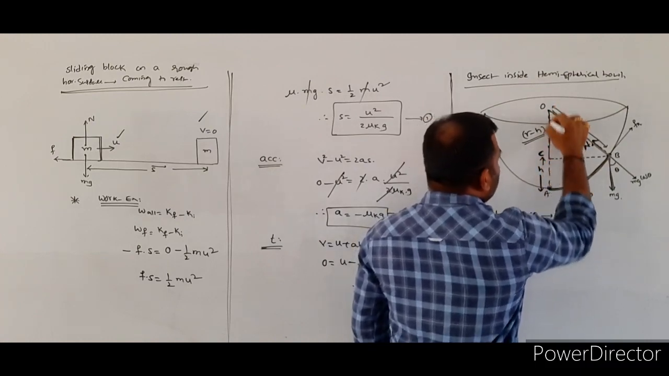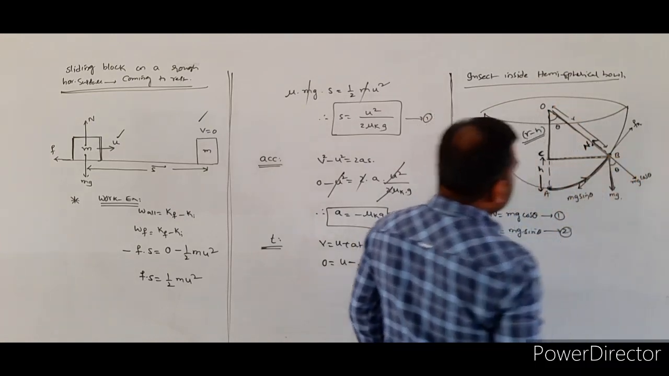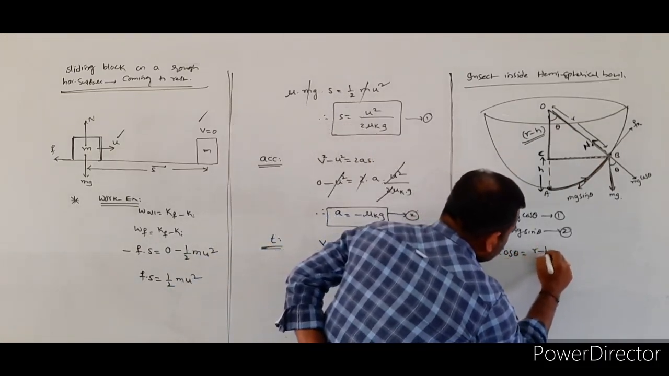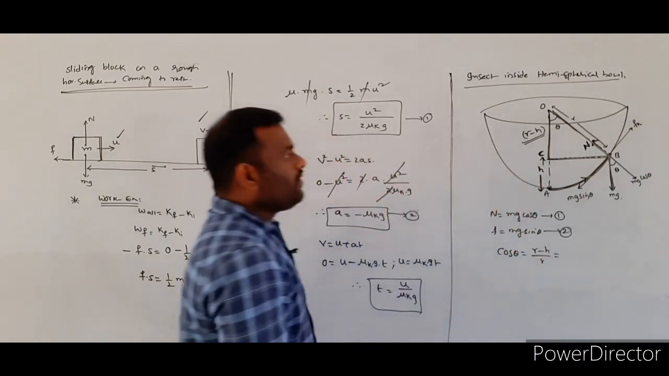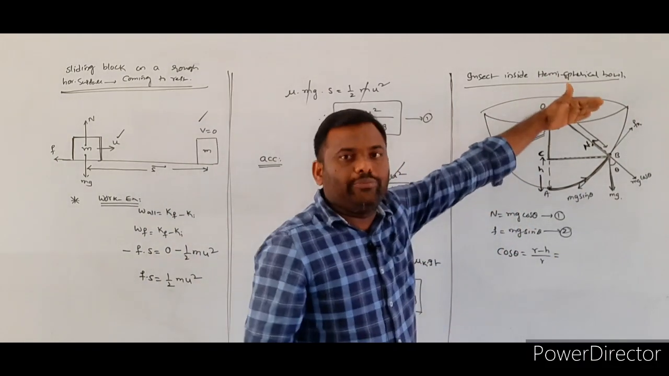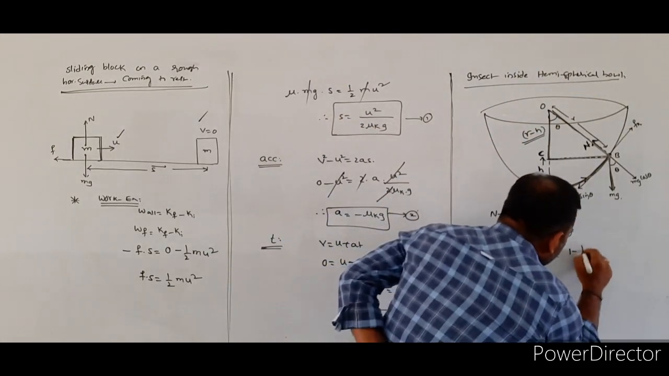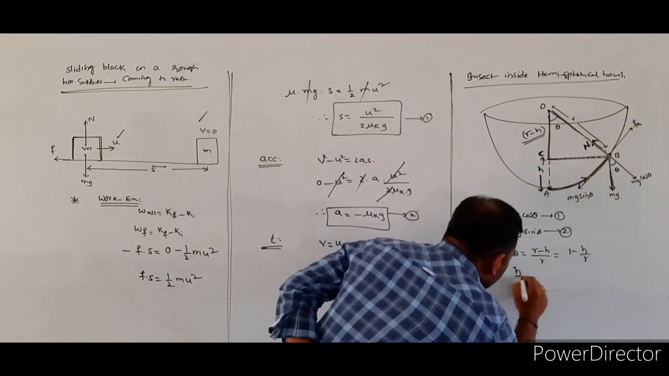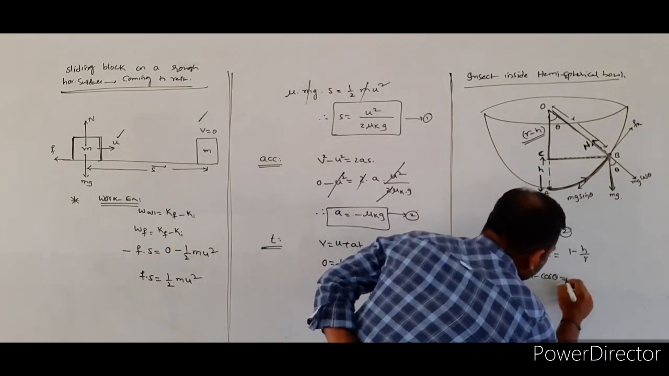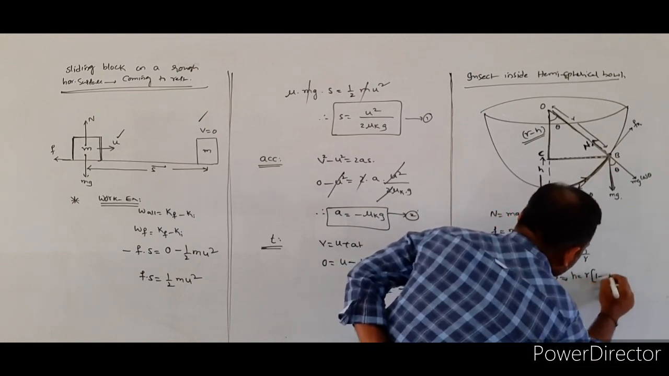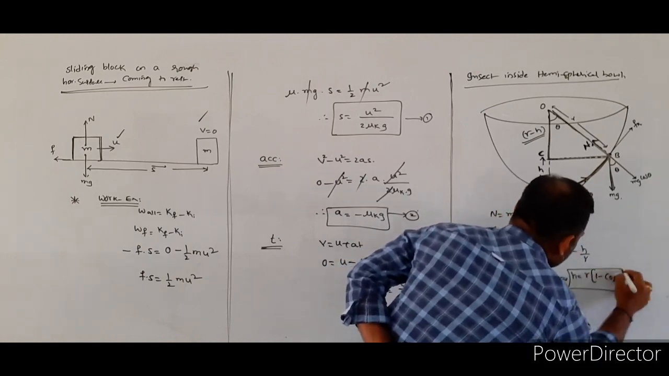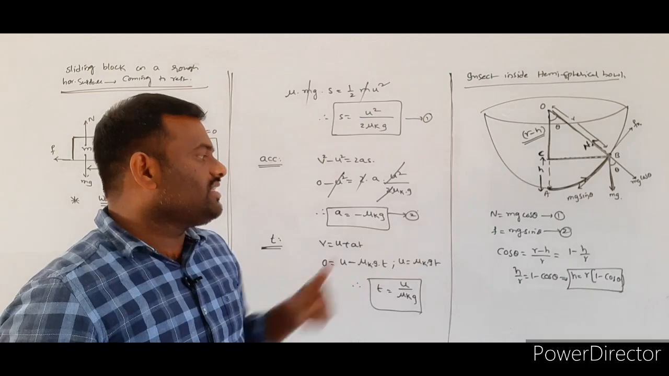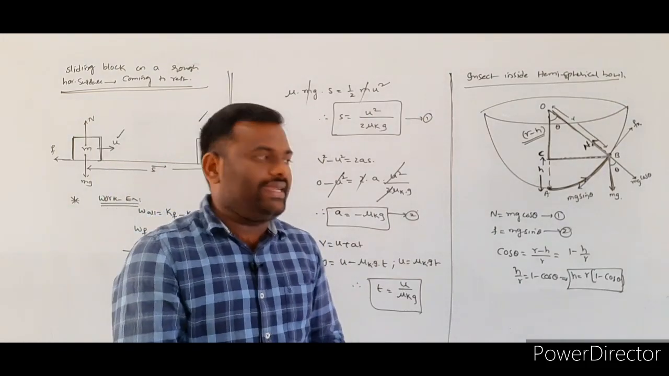From the right angle triangle OBC, if you write the cos theta value, cos theta is equal to R minus h by R, that is adjacent side by hypotenuse. If you simplify this, you will get 1 minus h by R. Therefore, h by R is equal to 1 minus cos theta. That implies h is equal to R into 1 minus cos theta. That is the required expression for the maximum height travelled by the insect.